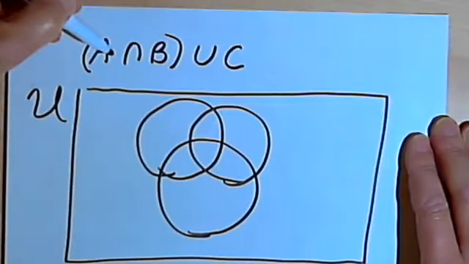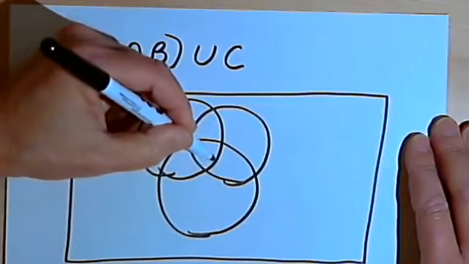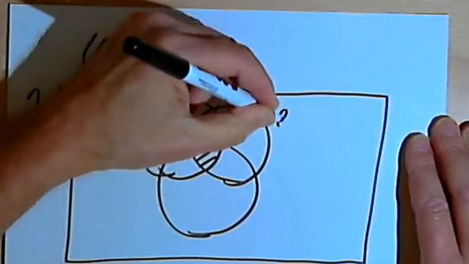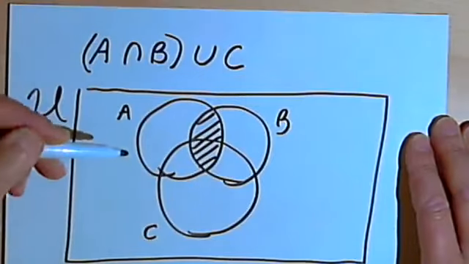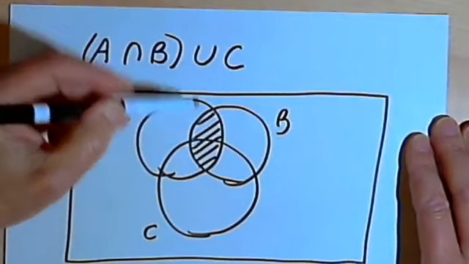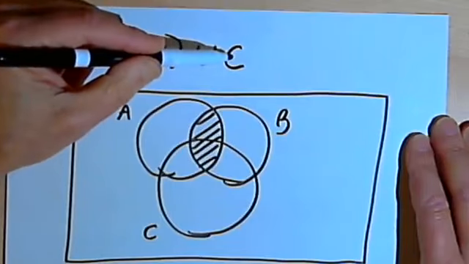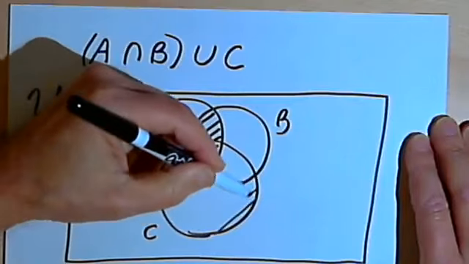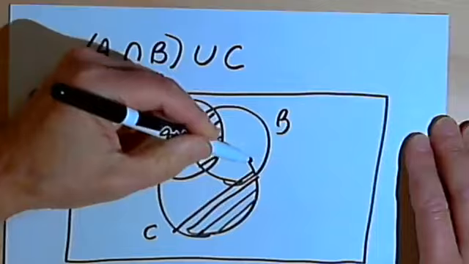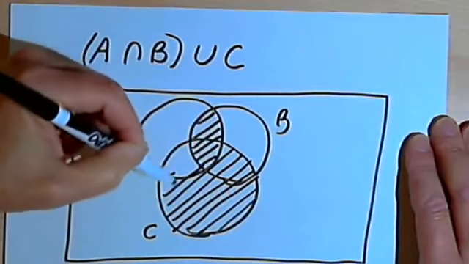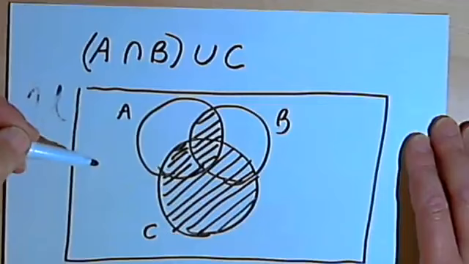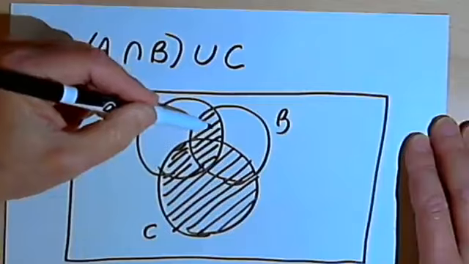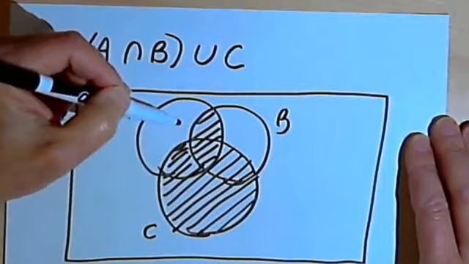and the intersection of A and B is still going to be that overlap between A and B. And now I want the union of that overlapping area and set C. So since it's a union, I can shade in all of set C. And now what I've got here is the entire set C, the circle that was C, plus the place where I had an overlap between A and B.